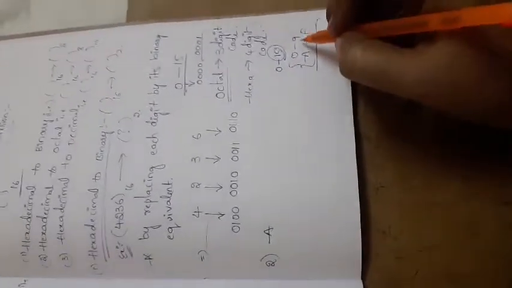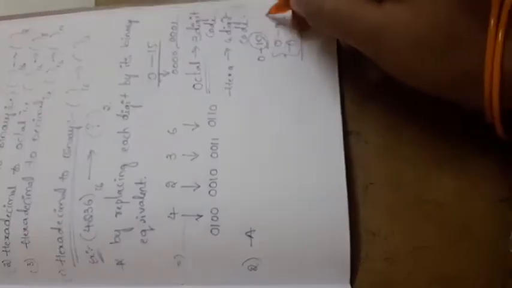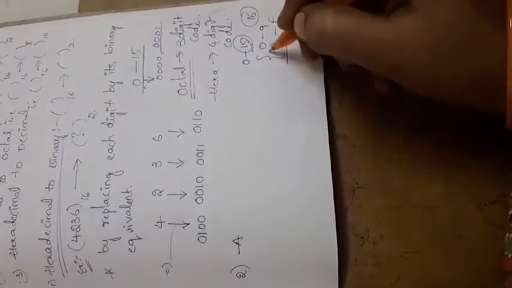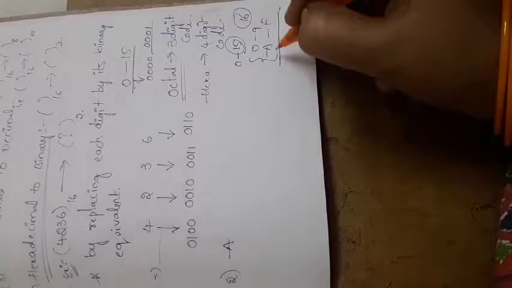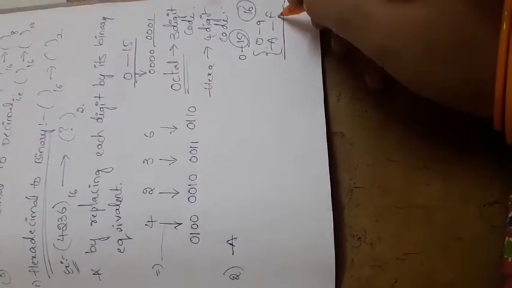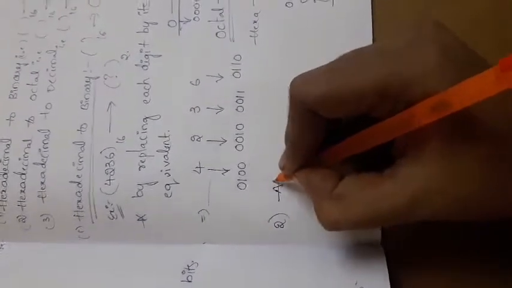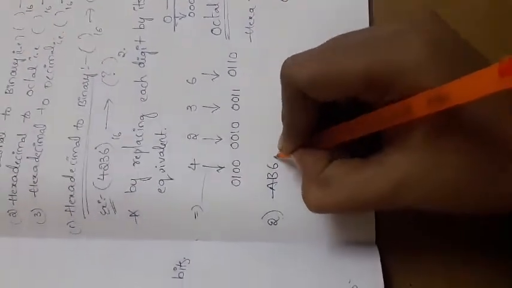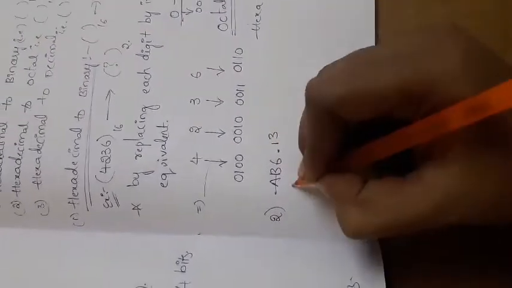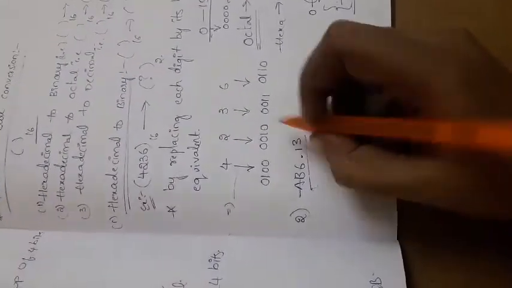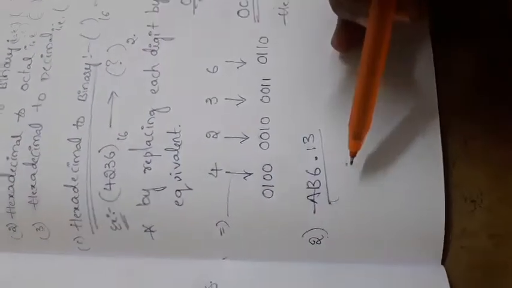We have a total of 16 hexadecimal digits, divided into 0 to 9 as decimals and A to F, which are represented as letters. So I can write one more number here: AB6.13. Here I am taking a fractional part too. This is the normal number and this is the fractional part. So I can explain using hexadecimal to binary conversion.